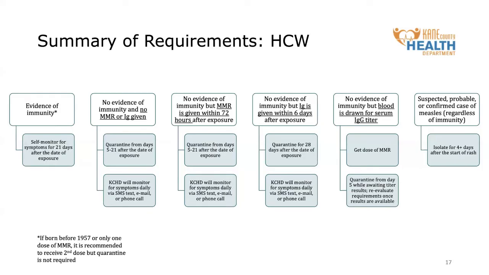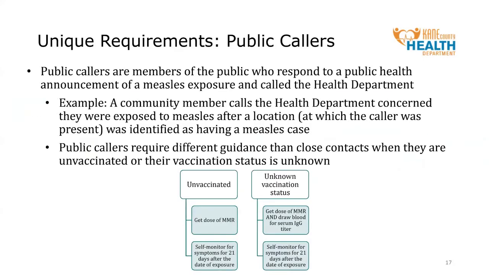This slide is very similar to the last, but covers requirements for healthcare workers specifically. Notable differences include quarantine starting at day 5 rather than day 7, and the need for quarantine and active symptom monitoring among MMR recipients. Public callers are members of the public who responded to a public health announcement of a measles exposure and call the health department. An example of a public caller is someone who calls the health department after they were at the location of an identified measles case and therefore believe they may have been exposed.